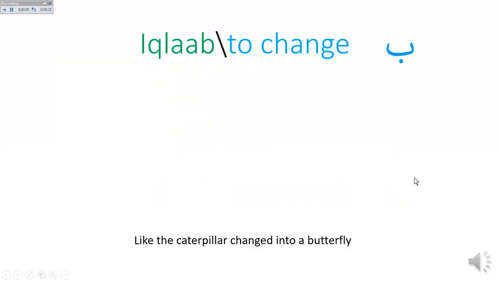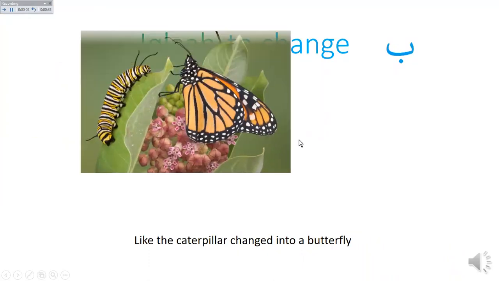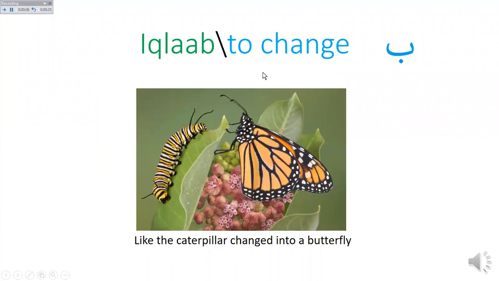The first rule which we are gonna learn is Iqlab. It means to change. The letter of Iqlab is Ba. The example of Iqlab is like the caterpillar changed into the butterfly. So in Iqlab, we have to change the letter Ba into the Meen.